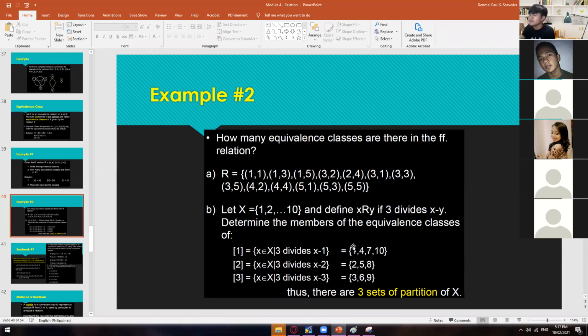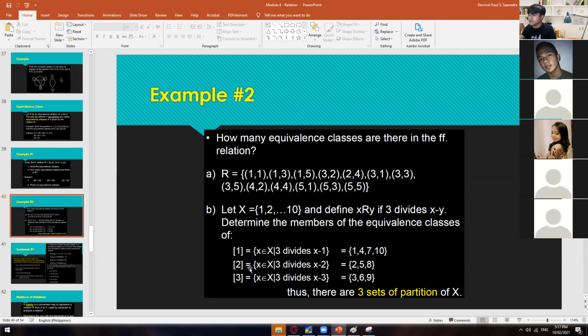So 10 minus 1 divided by 3 is 3. 7 minus 1 divided by 3 is 2. 4 minus 1 divided by 3 is 1. And then 1 minus 1 is 0, divided by 3 is again 0. As long as you have a 0 remainder, you're good to go. From there we have formed all of the possible elements of this class: 1, 4, 7, and 10.